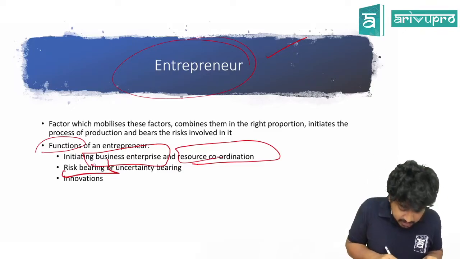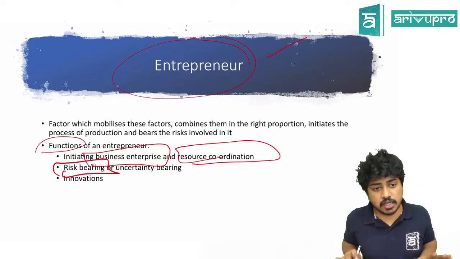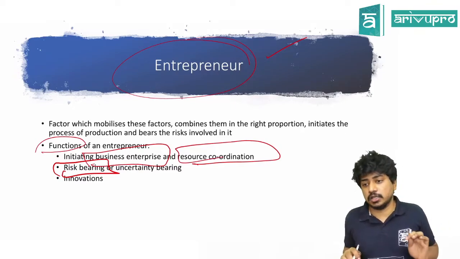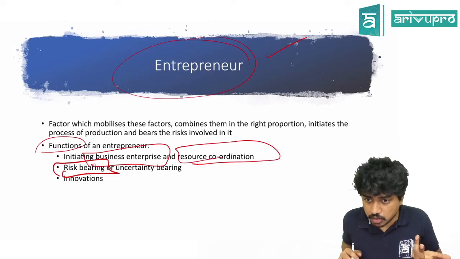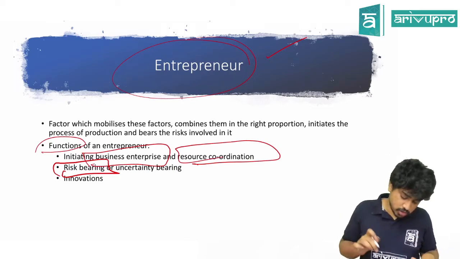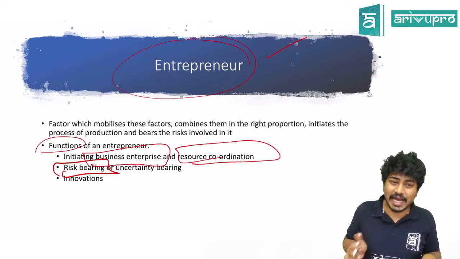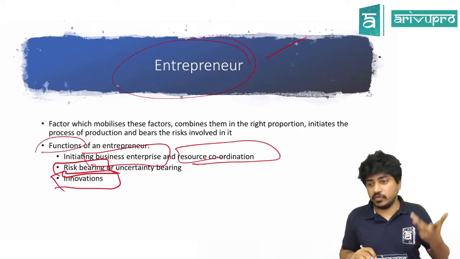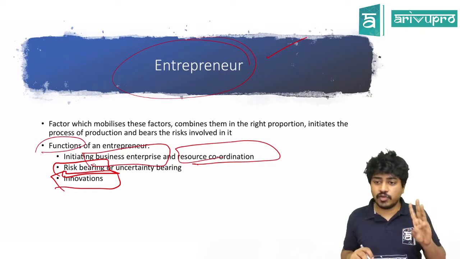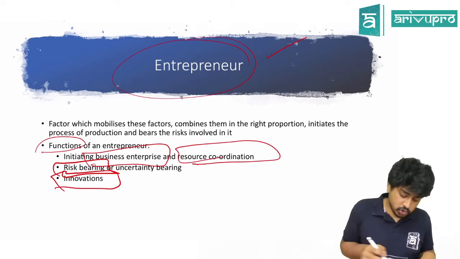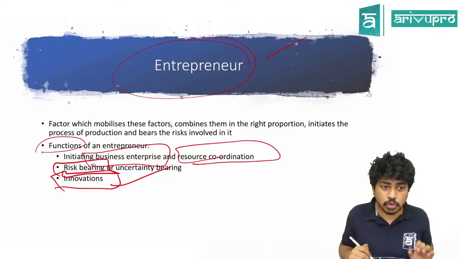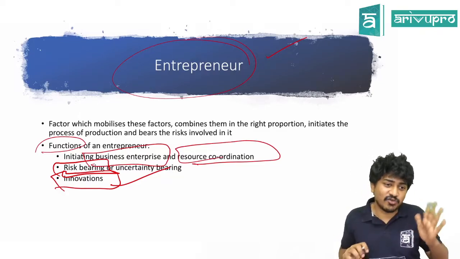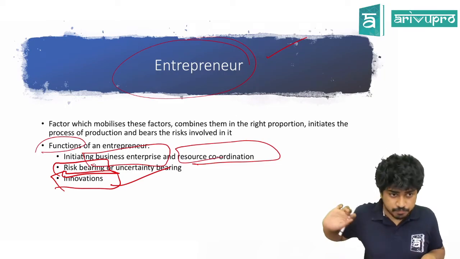Second thing is he bears the risk and uncertainty, because it can go for a loss also. Yes or no? So he is bearing the risk and uncertainty. Last one is he innovates. These are the three functions of the entrepreneur. Most important is innovation, according to your book. There will be a question, which of the following is the important function of the entrepreneur? Innovation. Keep that in mind.